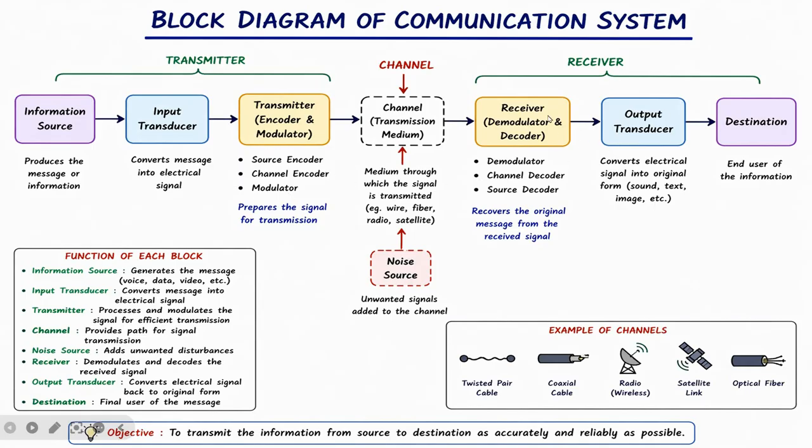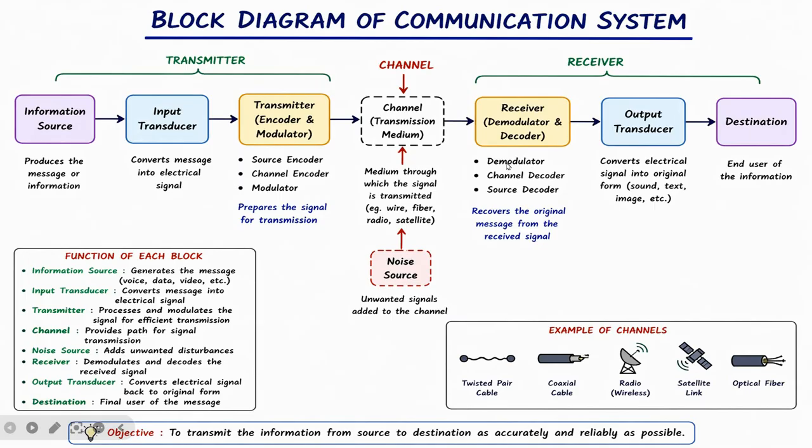So here the receiver will do the reverse process of the transmitter, and it will try to recover the original signal from the received signal. And it performs, again, three basic operations: demodulation, then channel decoding, and source decoding.